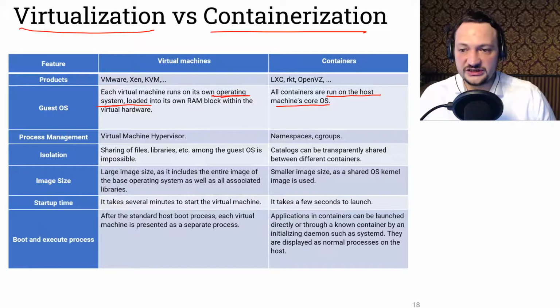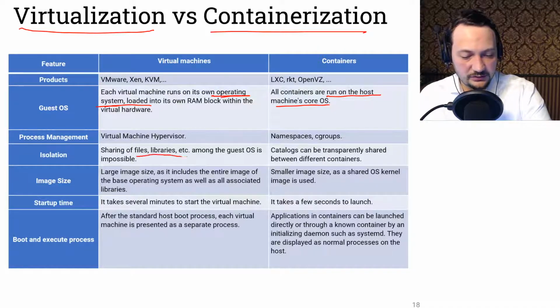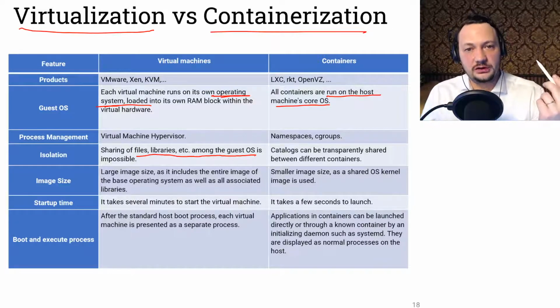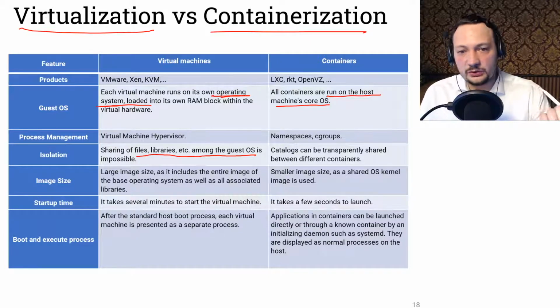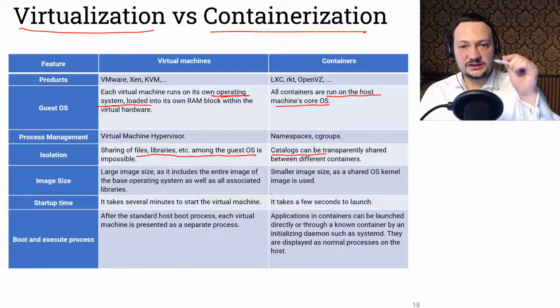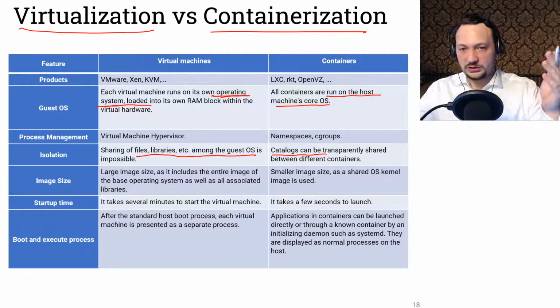In the virtual machine, the isolation is very, very easy. It is almost impossible to share files and libraries among the guest operating systems. You need some specific ways to share data between them, for example, network drives, like you share data between isolated machines. In containers, it is very different, because catalogs can be transparently shared between different containers. You say, this catalog is volume number 1, and I want this volume to be shared between all the containers. Voila, it works.